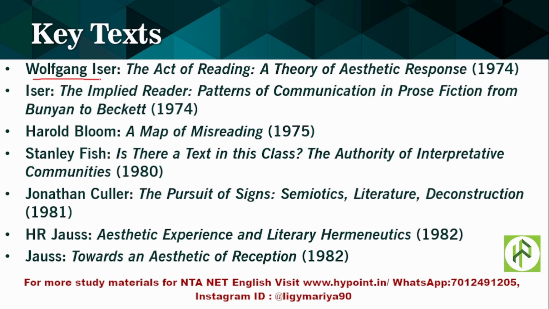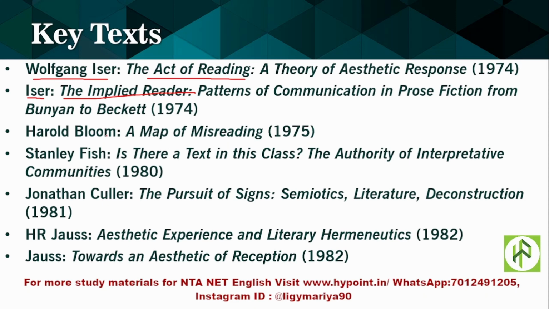Let's see the key texts related to reader response criticism. First one is by Wolfgang Iser, The Act of Reading: A Theory of Aesthetic Response, published in 1974. Then again by Iser, The Implied Reader. What is the full title? Patterns of Communication in Prose Fiction from Bunyan to Beckett, which covers the main work by John Bunyan, The Pilgrim's Progress, and Beckett, Waiting for Godot. The Implied Reader by Iser was published in 1974.